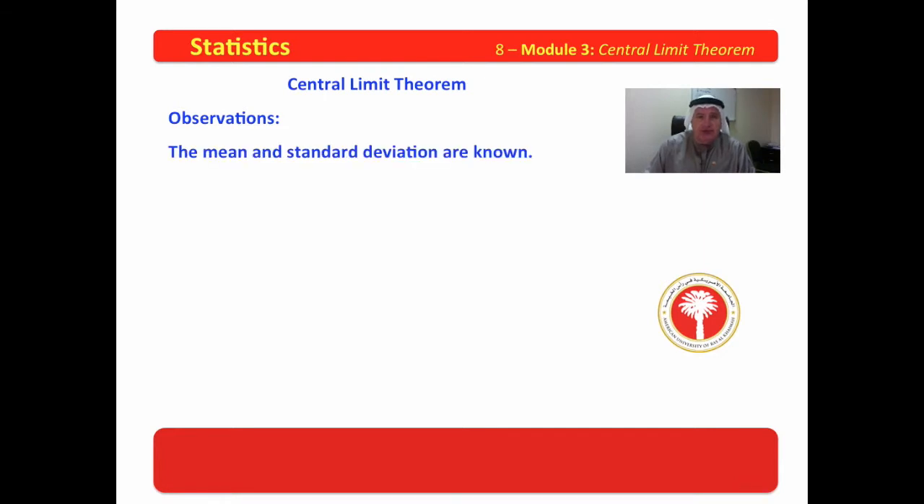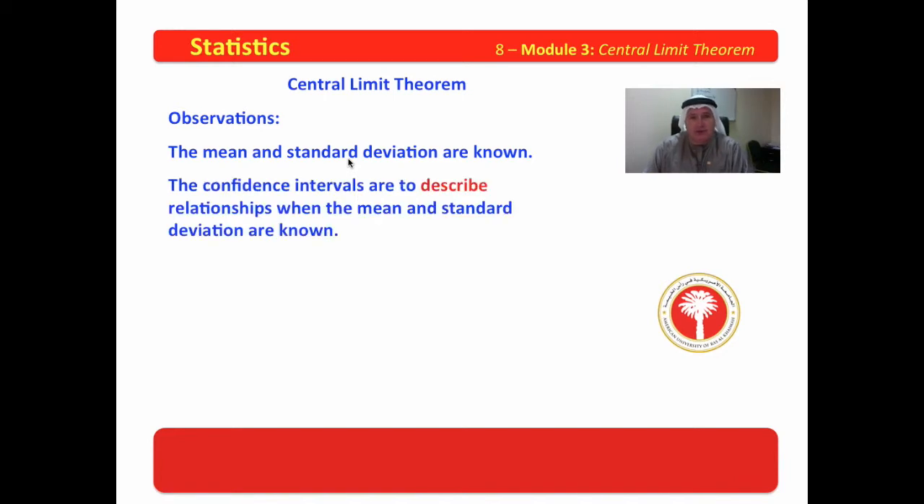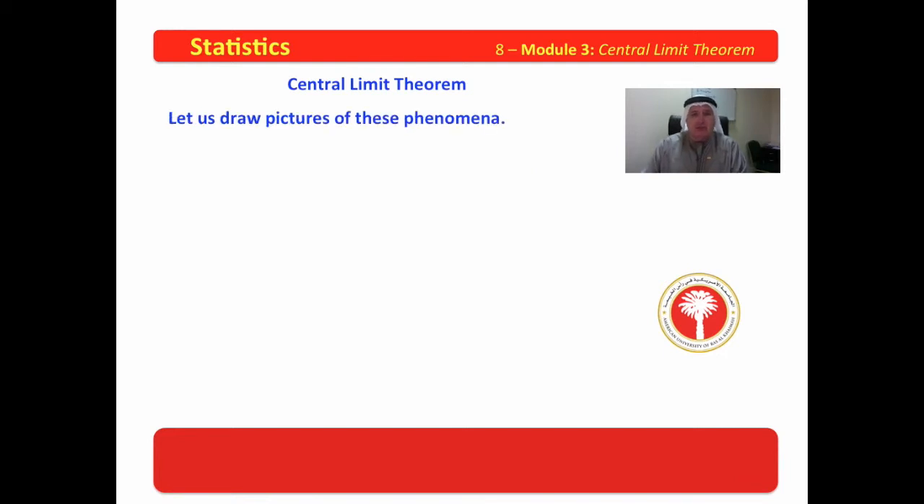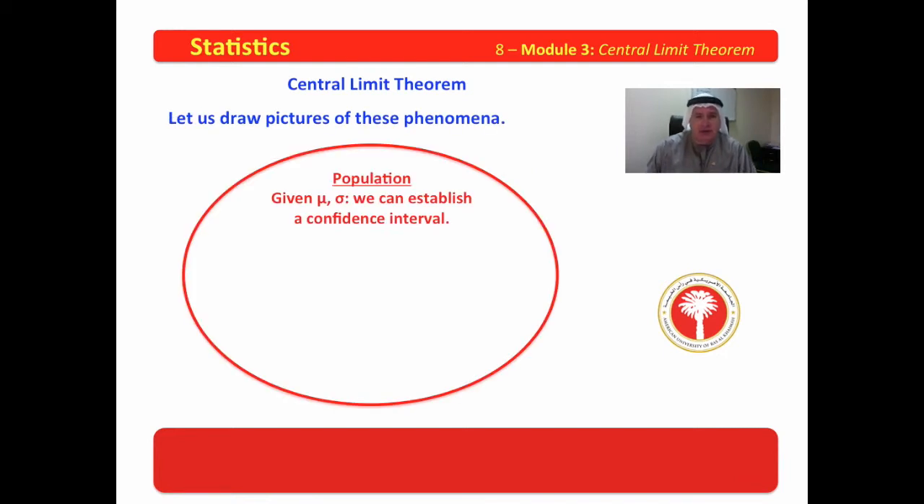Now, there are some observations with this. In this type of explanation, the mean and the standard deviation are known. The confidence intervals describe relationships when the mean and the standard deviation are known. In other words, we know the population mean, we know the population standard deviation, and we're using confidence intervals to describe those relationships. Let's draw some pictures of these phenomena.